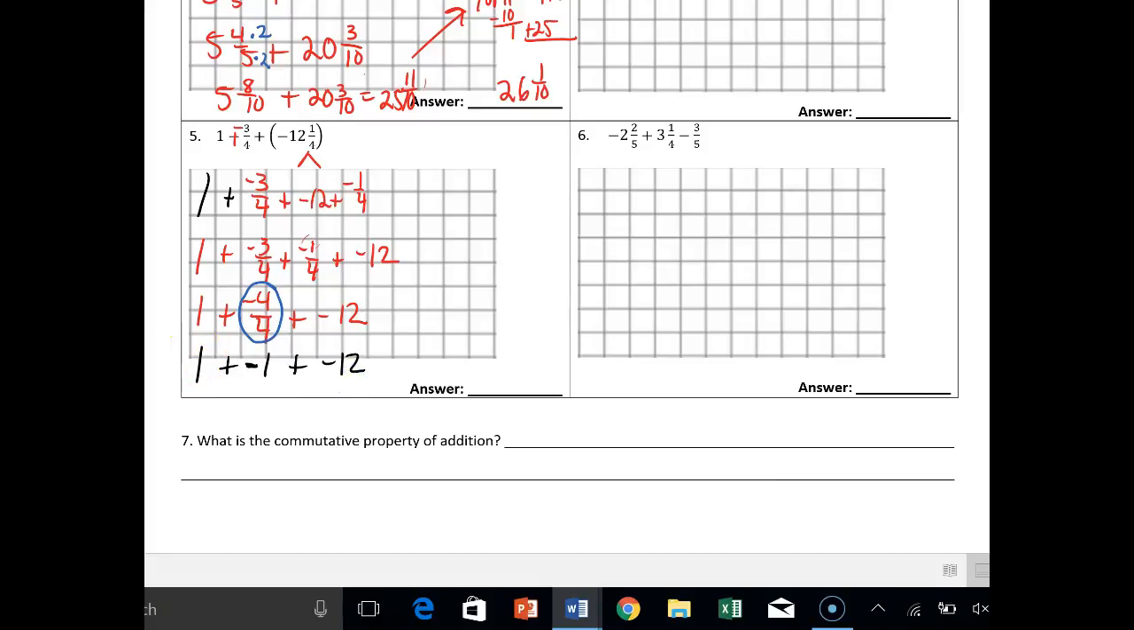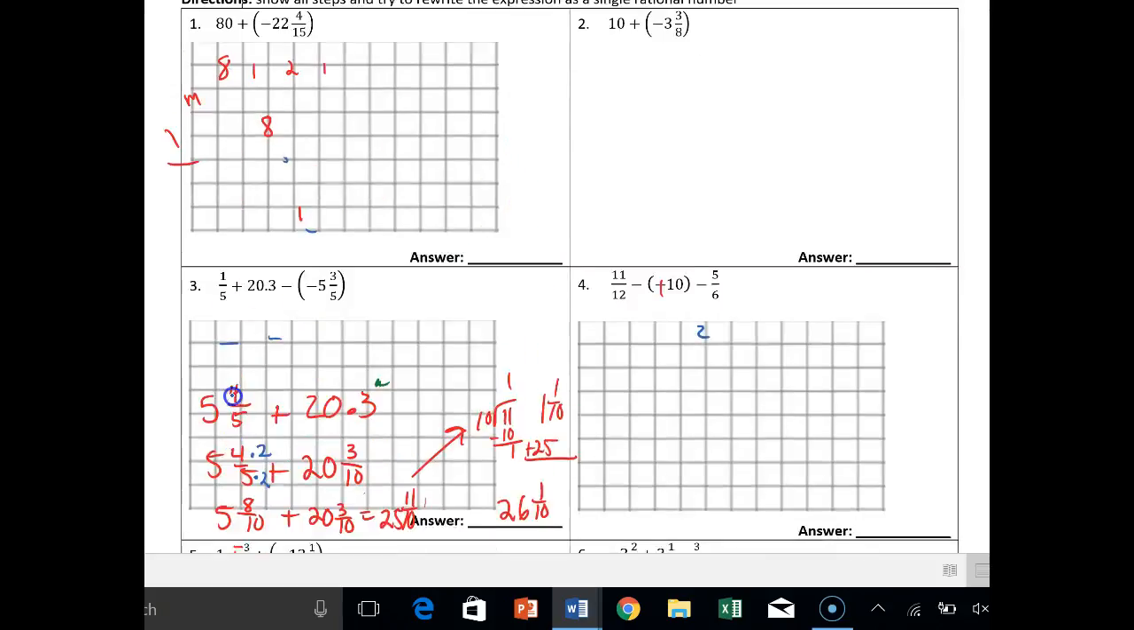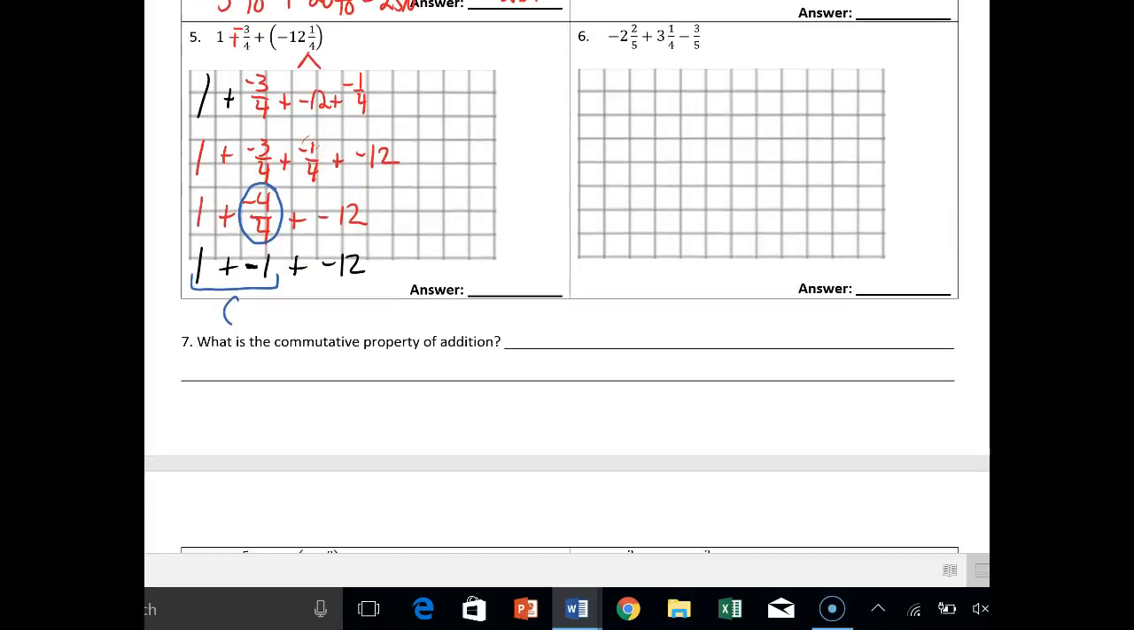And hopefully you realize that this right here is the additive inverse. 1 plus negative 1, or a number plus its opposite, additive inverse. So that's 0, sorry. That's 0 plus negative 12, and your answer is just negative 12. Right? So in that case, we were looking for the additive inverse.